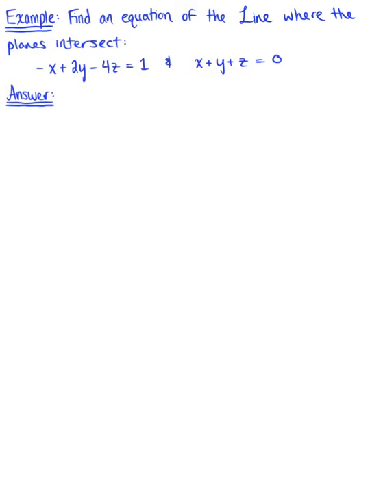Find an equation of the line where the two planes intersect. So, to get us started here, let's simply think about what we're given. Two planes. So, the first plane is defined as minus x plus 2y minus 4z is equal to 1.